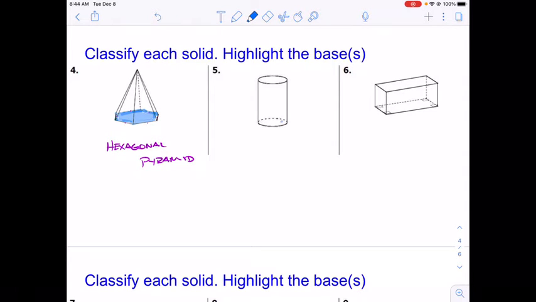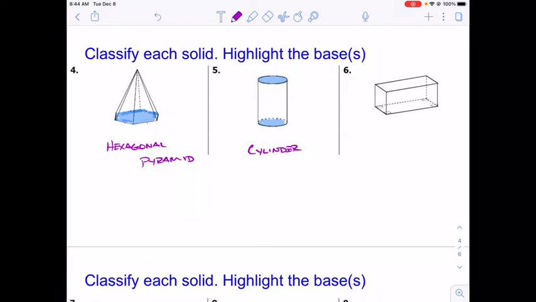So this one here, this is a cylinder. So we have a circle for the bases, the two parallel faces. And the height of these is always the distance between our bases. So this right here is a cylinder. And that's all we need to label on that one.